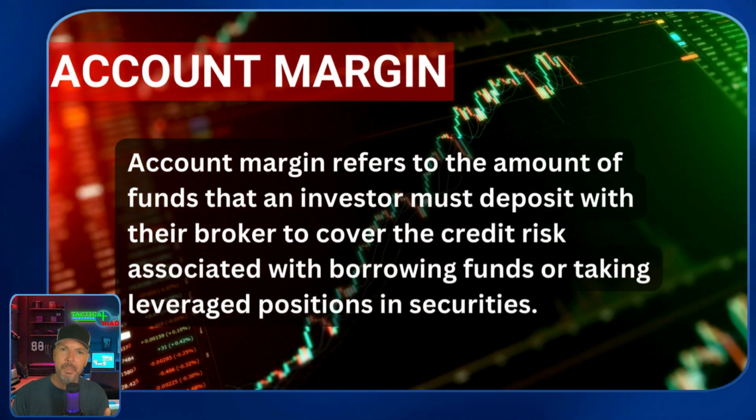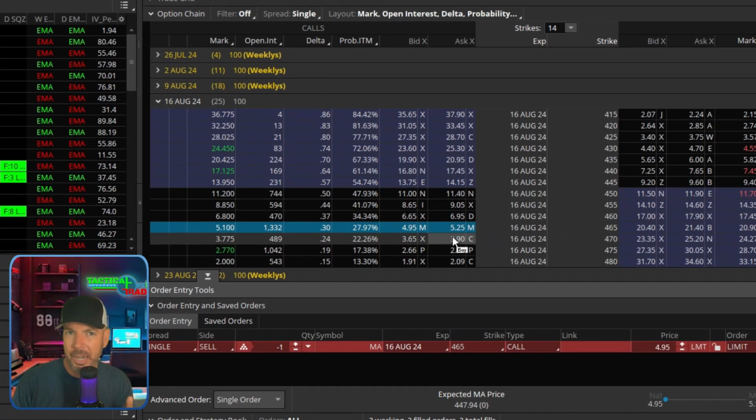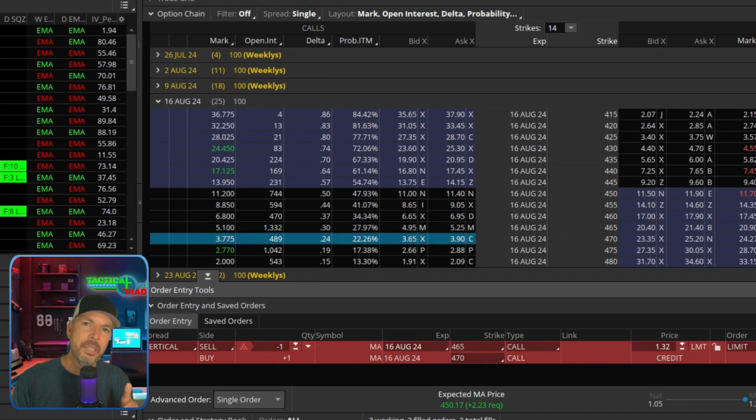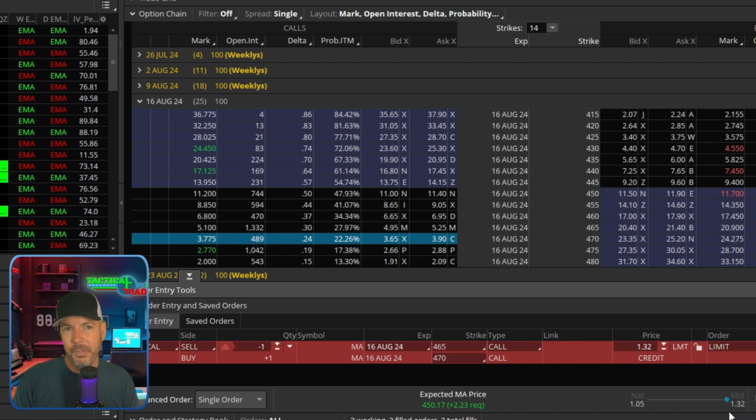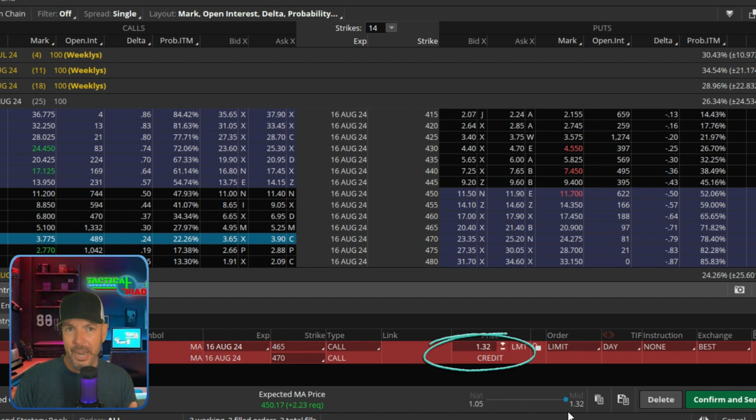So back to our example of selling the MasterCard 465 strike. To address these two problems, unlimited risk to the upside and capital requirements, you could simultaneously buy the 470 strike call for that upside protection. So to open this trade, you would be selling the 465 strike call for $5.10, and then simultaneously taking $3.77 of that credit and buying the 470 strike call. Again, this is all considered as one trade, and the net difference would give you a net credit of $1.32 or $132 per contract.